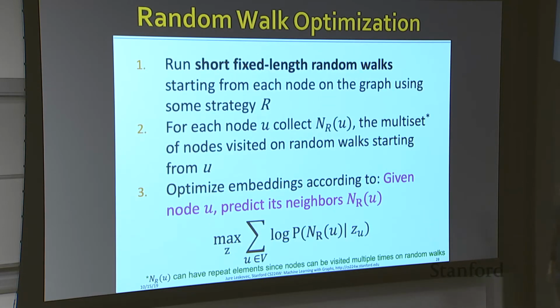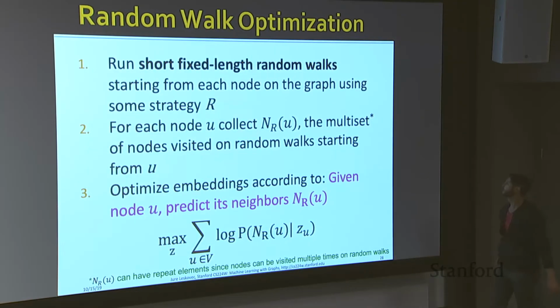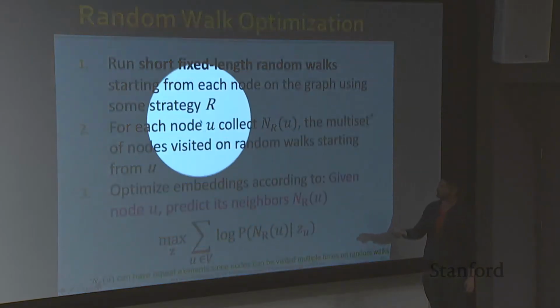Now, how do we turn this in practice? How do we make it work? For example, one way is to run a lot of short fixed-length random walks starting from each node on the graph. These random walks are going to follow our strategy R. The reason we're talking about strategy R is that we're going to be seeing it in a while.